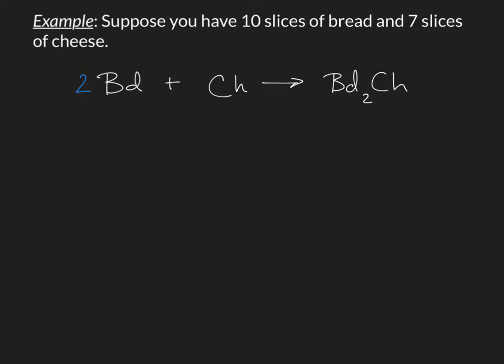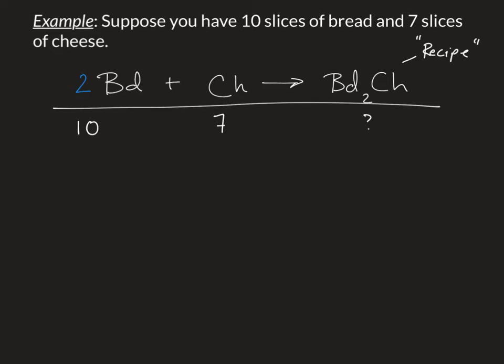Okay, so for this analogy, let's suppose that we have 10 slices of bread and 7 slices of cheese. So I'm going to go ahead and write that out for you guys. Remember that this is the recipe, or the chemical equation. Now we have 10 slices of bread and 7 slices of cheese. Now we want to determine how many sandwiches we can make based on the amount of bread we have and the amount of cheese we have.